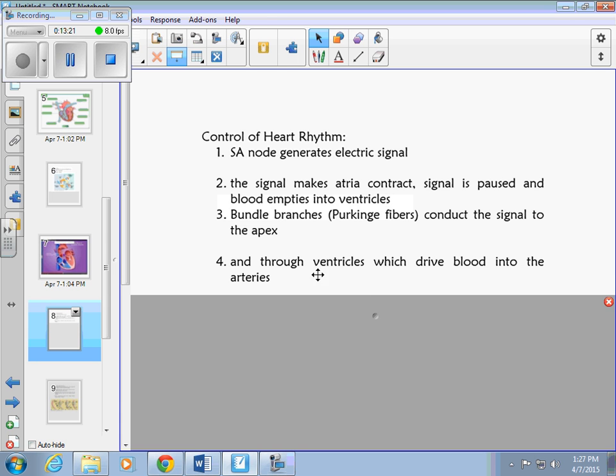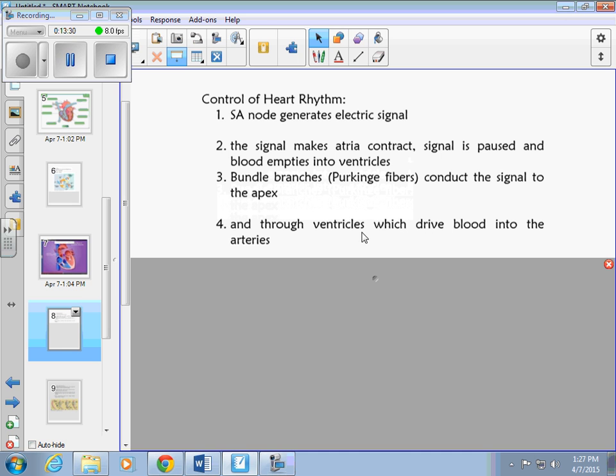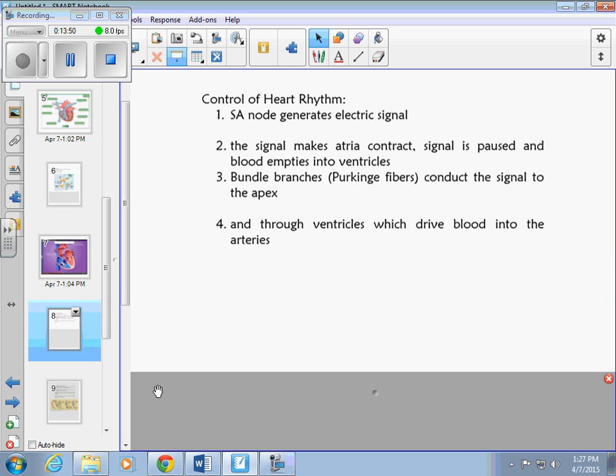Also, you'll see in the diagram, there are some Purkinje fibers or bundle branches, and they will conduct that signal out to the apex of the heart. So the signal that starts in the SA node is going to move like an electric impulse through the heart, and these Purkinje fibers are going to bring that signal right out to the apex of the heart, which is the base of the heart, and through the ventricles, which are going to drive the blood into the arteries.